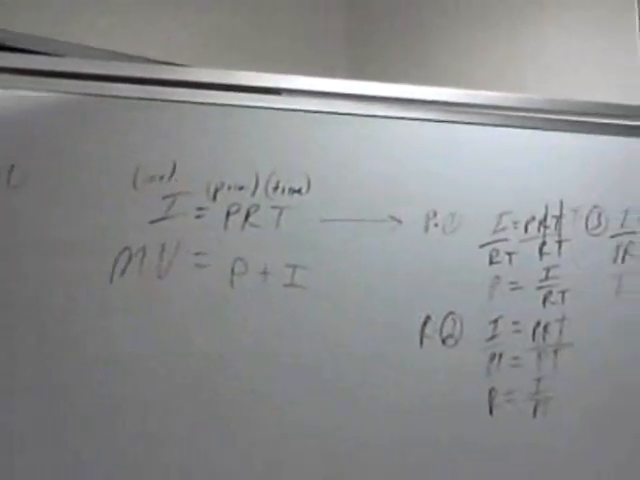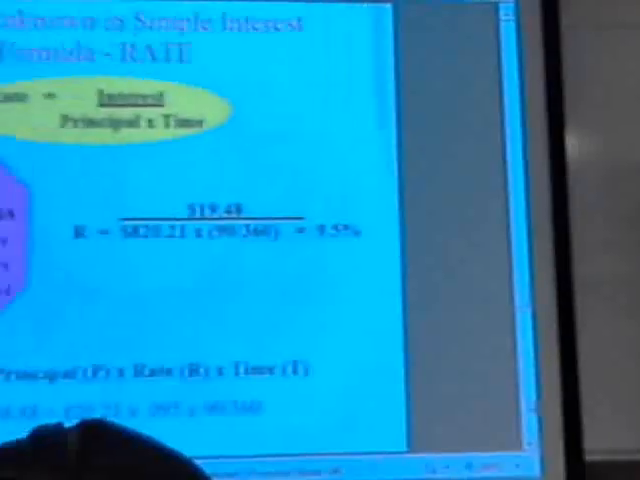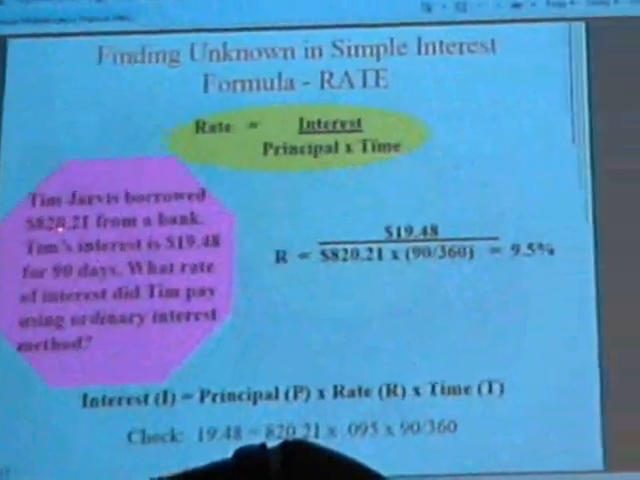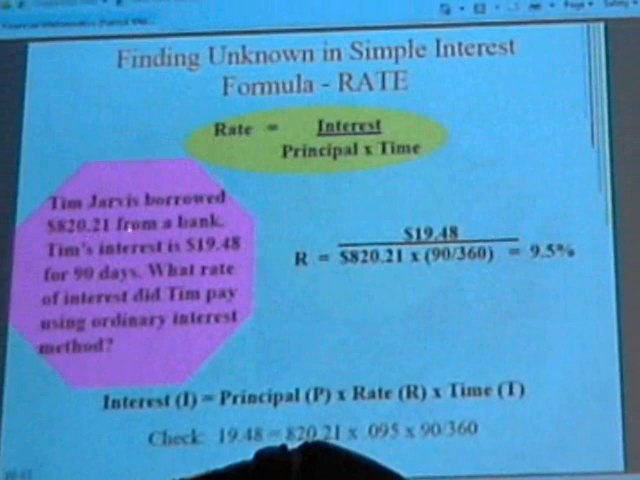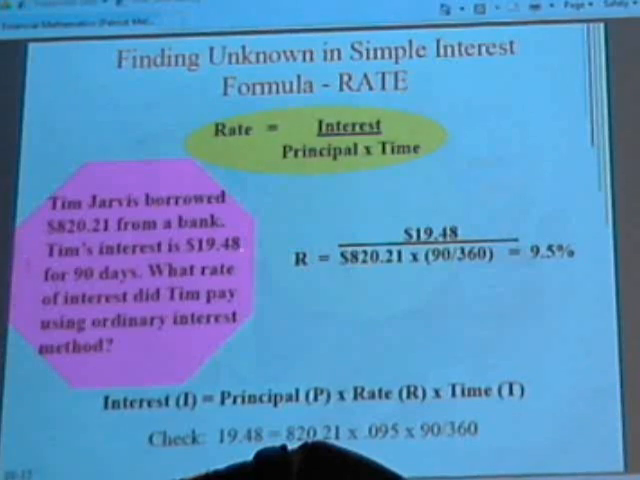Okay, look at the verbiage. Tim borrows, there's your key word, $8,20 and 21 cents from a bank. If he borrowed that much, that is his principal. Tim's interest is $19.48. They tell you right there, there's the interest. Plug it in for I. He's borrowing it for 90 days, so 90 days over 360 is your time.